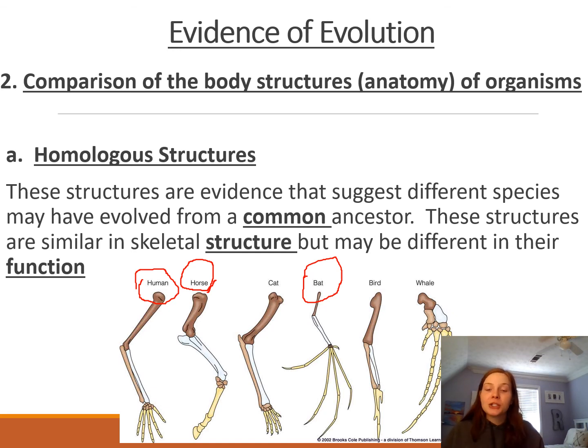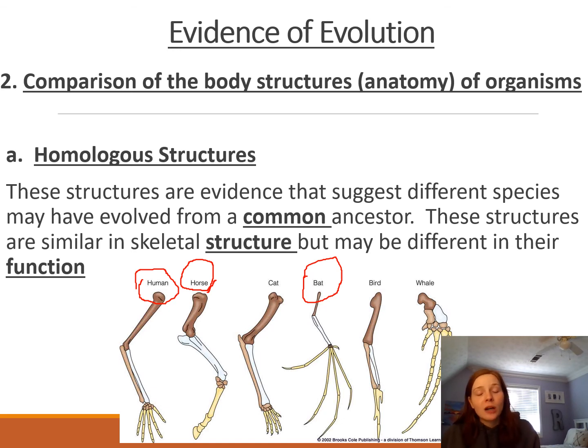The horse's leg is used to move around, and the bat's wing is used to fly. So all of these are used for different things. They have different functions. However, they have the same bones that make them up. So what that tells us is that they share a common ancestor.